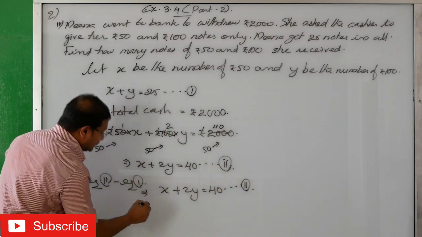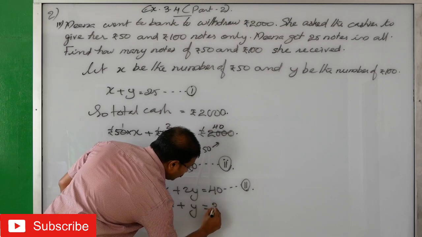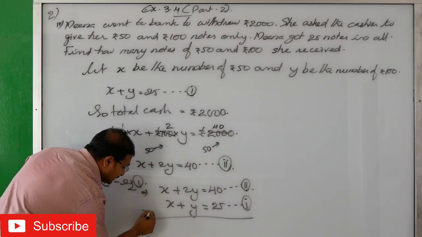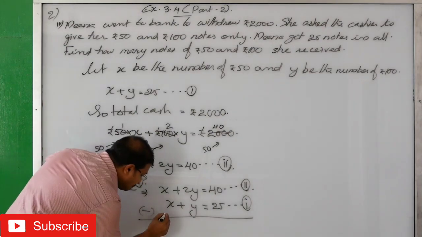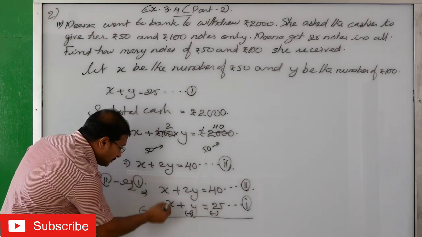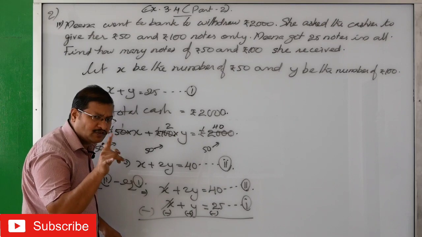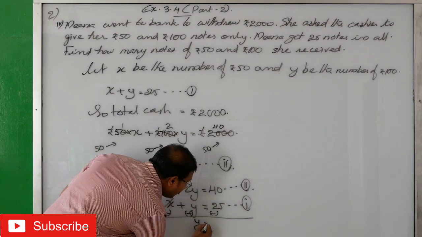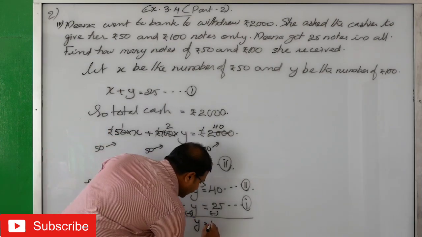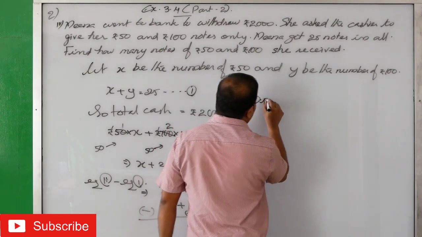After that, the first equation, what is that? x plus y equals 25. That is equation number 1. Now, we will subtract. We will minus it. When you subtract, this plus become minus, plus become minus, plus become minus. x minus x will cancel. 2y minus y. What you will get? y. y equals 40 minus 25. What you will get? Yes, 15. y equals 15. Ready? Now what you will do?